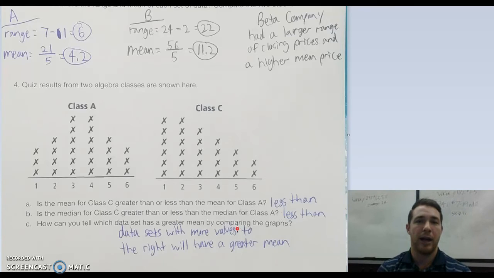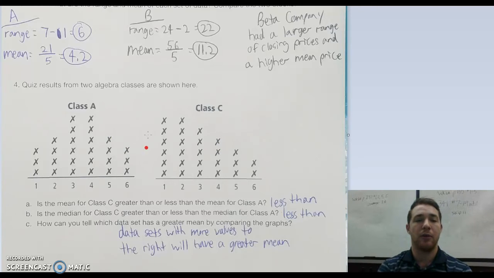So again, we don't really have to enter any of this data. We can tell just based on the graph because since all of your higher scores are to the right, the more data you have to the right, the higher your average will be. So I see that Class A is pretty evenly distributed, or you want to think symmetric from before if you're describing that distribution.